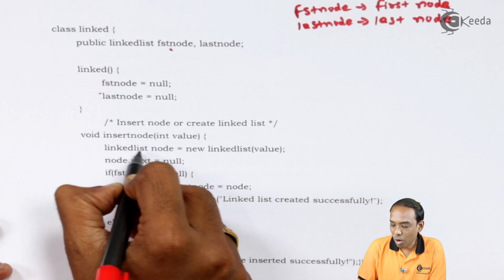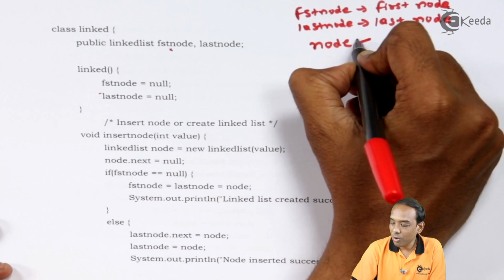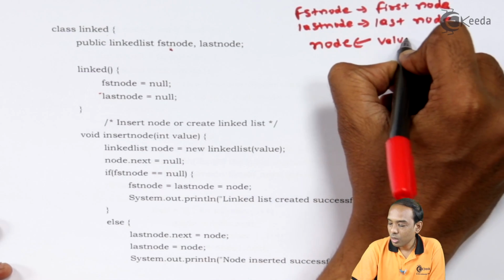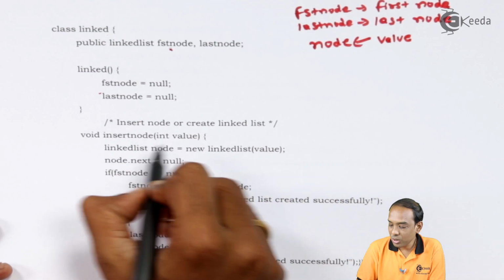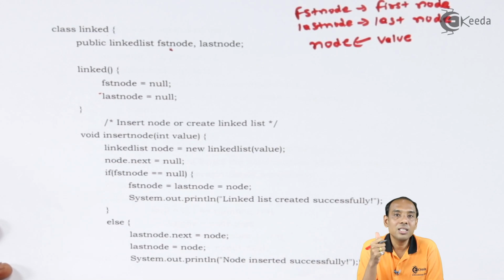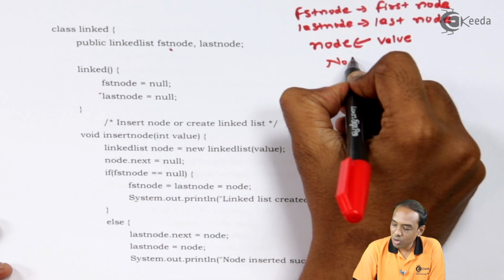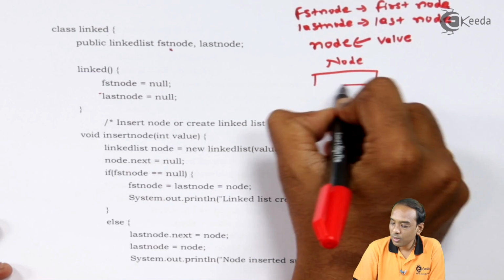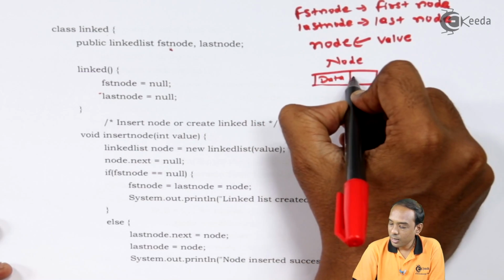Now this node is the object of which class? Linked list class. Linked list class object is node. Value will be passed through the node. Okay, now node is taken, value is given to the node. Node consists of two parts, that is, node consists of data and the next element. So node will be consisting of two parts, data and next.